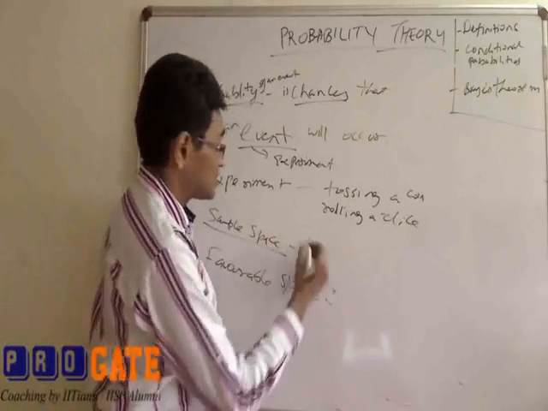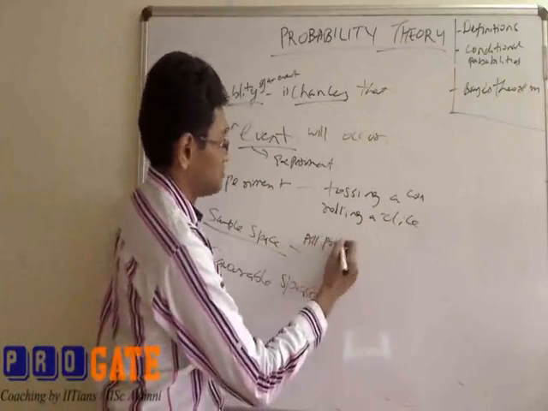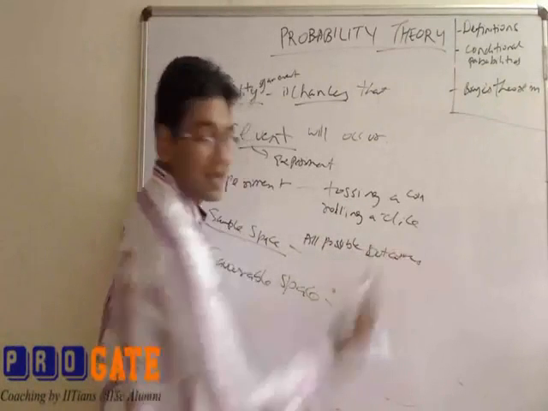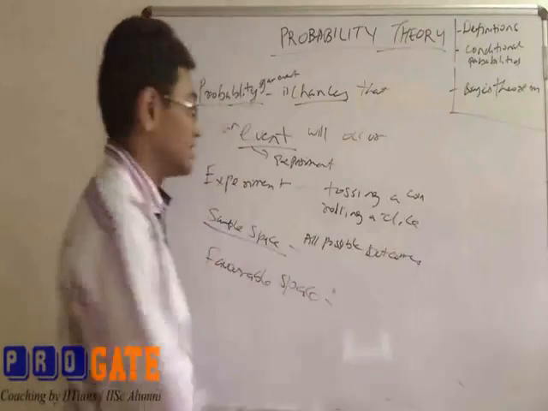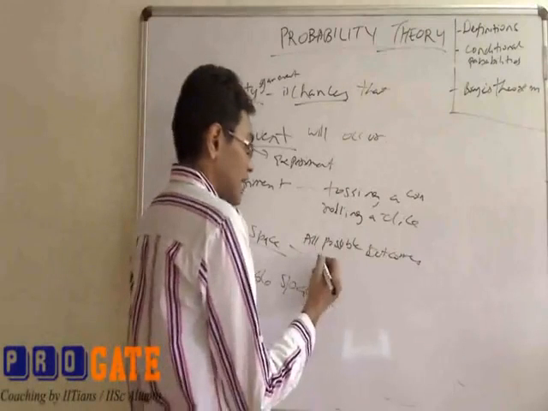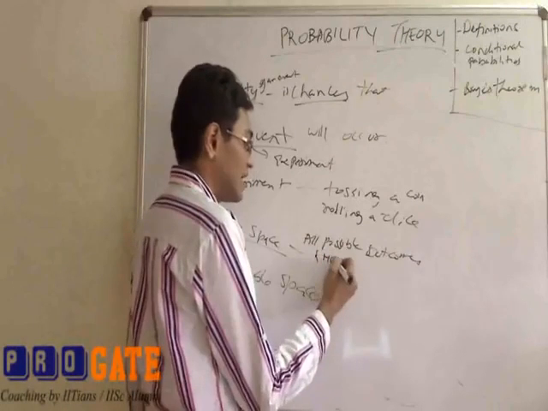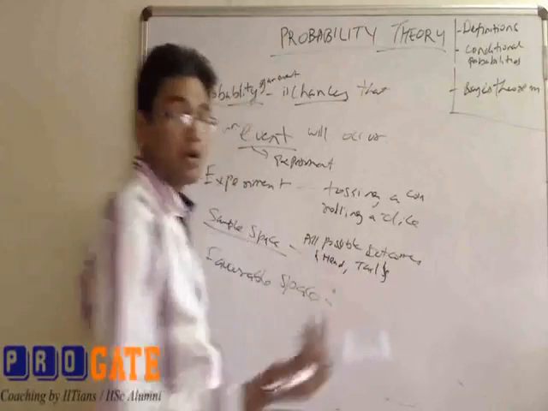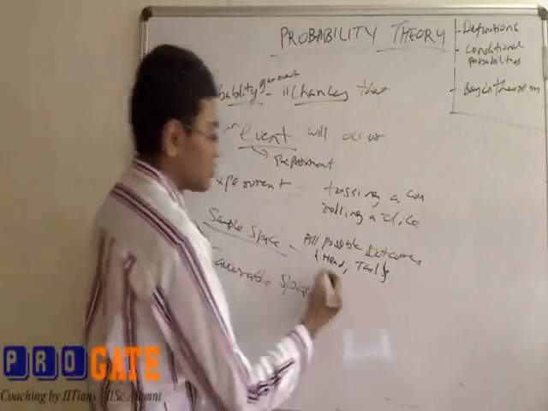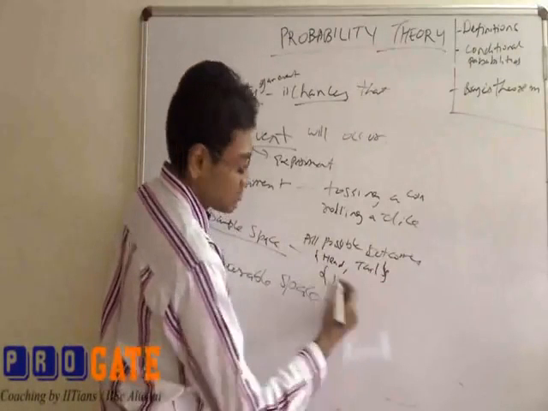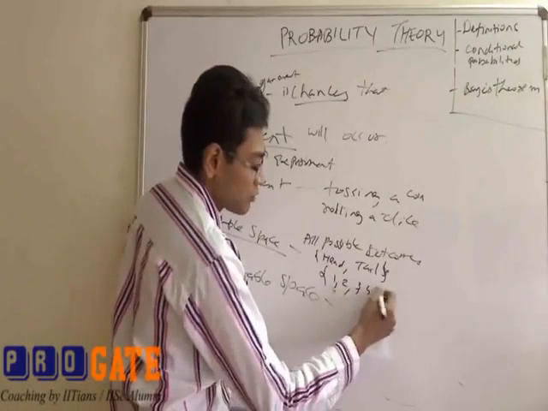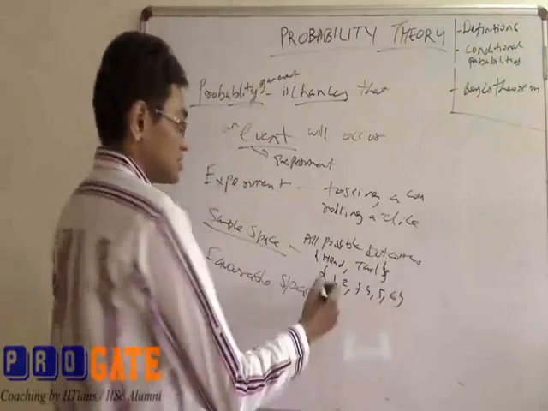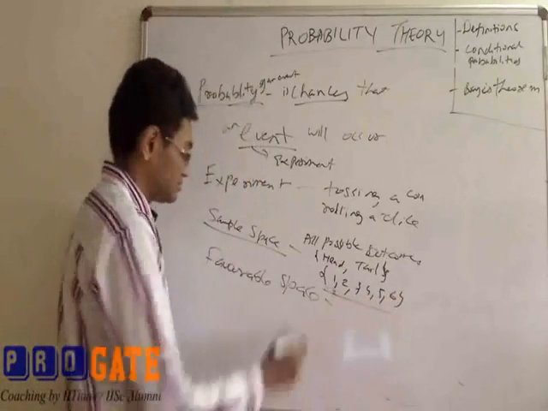Sample space is all possible outcomes. What can I expect the outcome to be? For example, if I toss a coin, I expect my outcome is either head or tail. So this is my sample space. If I roll a dice, I expect I would get a number 1, 2, 3, 4, 5 or 6, because I cannot get anything other than that. So these are all the possible outcomes.